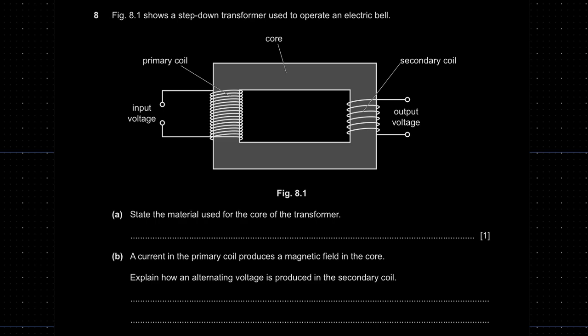8.1 shows a step down transformer. As you can also visually guess, the secondary turns are less than the primary turns. This also means that the secondary voltage would be less than the primary one. So this is a step down transformer. State the material used for the core. Very obvious: iron or soft iron, whatever you want to say.